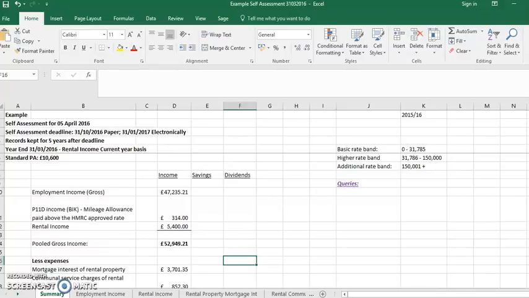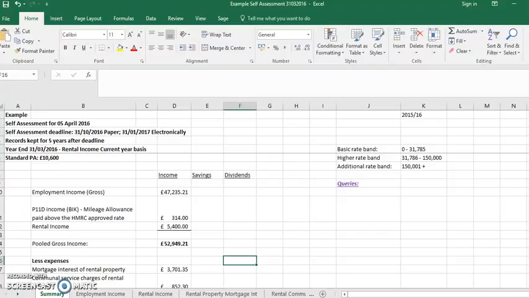So for this demonstration, I have used a sample of a particular piece of work that I've completed for self-assessment at the 31st of January 2017. So just a few key points to go through: this piece of work is pertaining to the self-assessment for the year to April 2016.